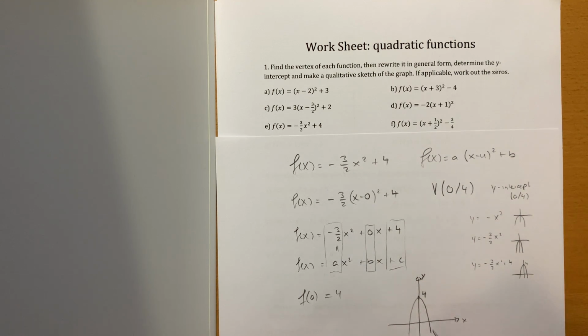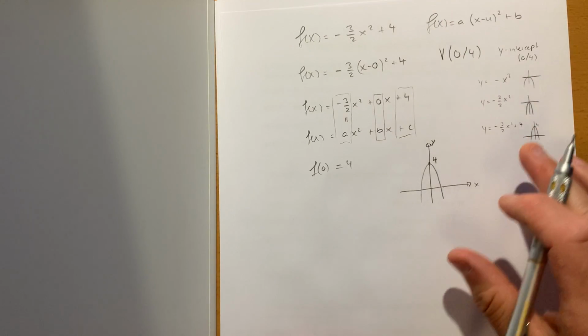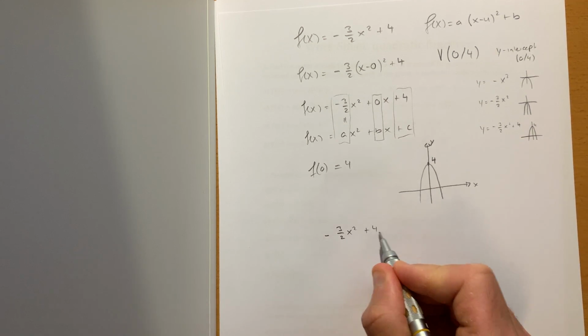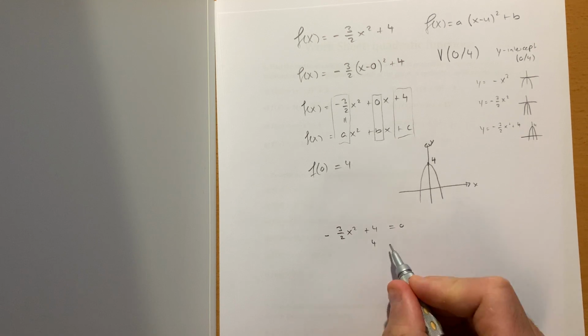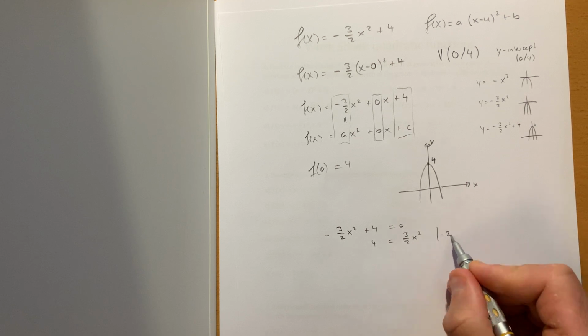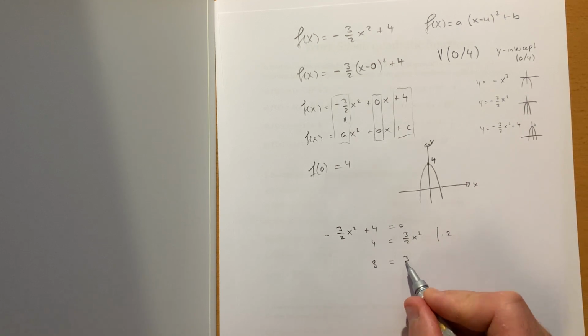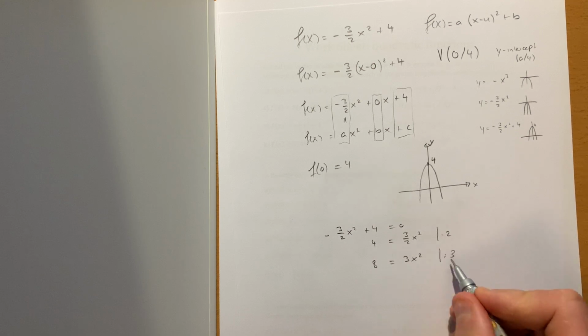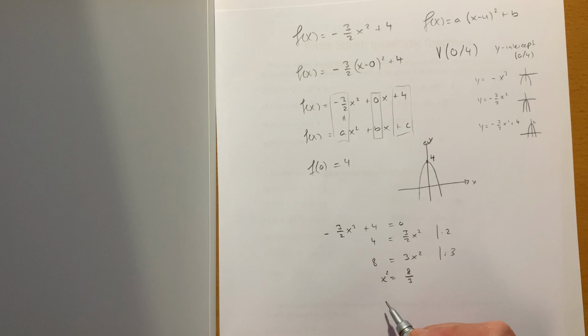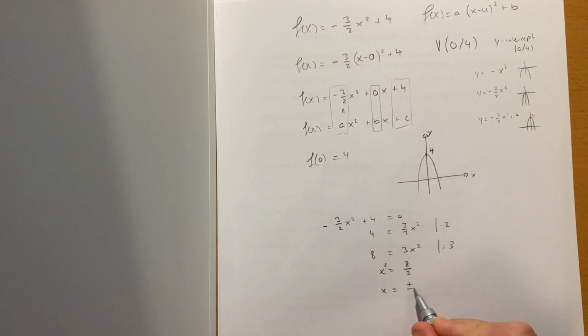And we can clearly see this function will have zeros. So we can work out the zeros if we want to. So let's do that. Minus 3 halves x squared plus 4 is equal to 0. So we can write 4 is equal to 3 halves x squared, times 2, so that's 8 is equal to 3x squared, divided by 3. x squared is 8 thirds. And then you need to take the square root. So x is plus minus the square root of 8 thirds.